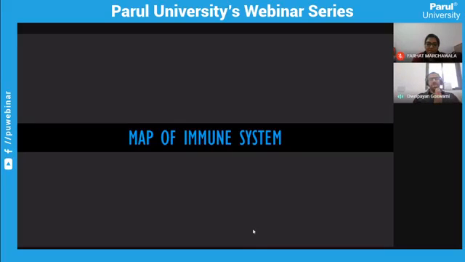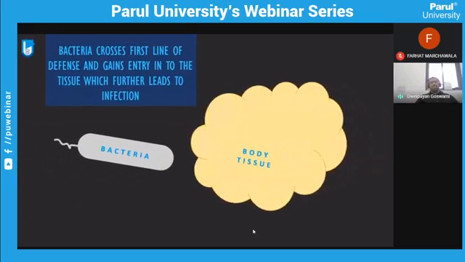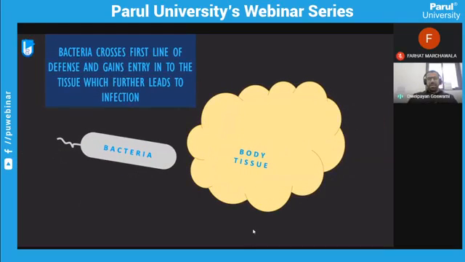So now, to understand the basic fundamentals, we will start by understanding the basic underlying principle of how the immune system works when there is an infection. We will start with the bacterial infection. Why? Because when there is a bacterial infection, the entire hierarchy of how the immune system works is well defined and understood.